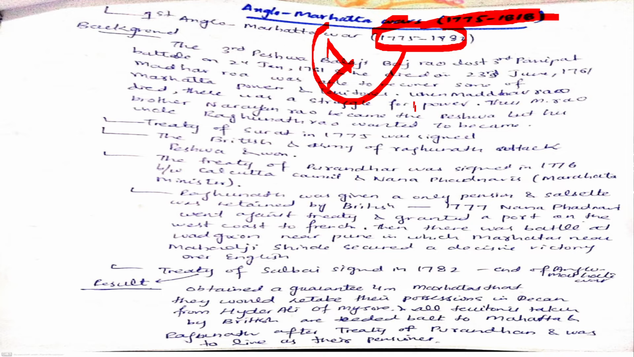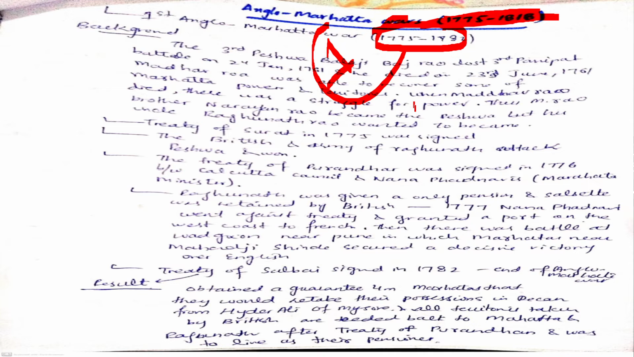First, the background. The third Peshwa, Balaji Baji Rao, lost the third battle of Panipat on 24 January 1761, which we discussed in the previous video, and he died on 23rd June 1761. On ascending the throne, Madhav Rao was able to recover some Maratha power and territories. When Madhav Rao died, there was a struggle for power. Madhav Rao's brother Narayan Rao became the Peshwa, but his uncle Raghunath Rao wanted to become Peshwa.